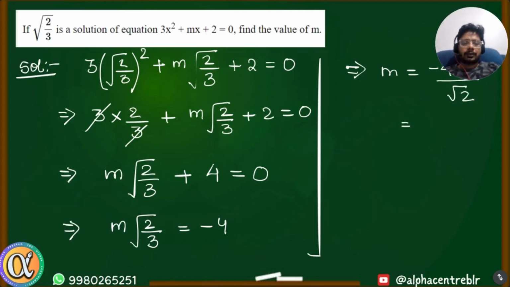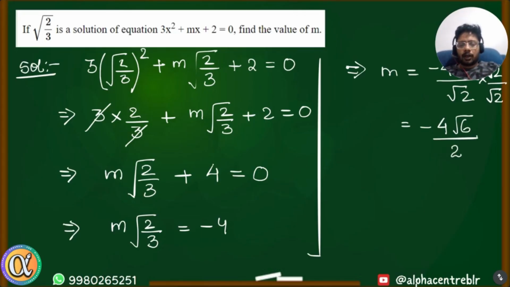You can rationalize by multiplying up and down with root 2 because there's a root sign in the denominator, right? So we can rationalize by multiplying with root 2 in the numerator and the denominator. So we get minus 4 root 3 into root 2, which is nothing but root 6. And in the denominator, we get root 2 into root 2, that's 2. Now we can cancel this 2 with this 4 two times. Therefore, the final answer is minus 2 root 6. Clear? That is the value for m.